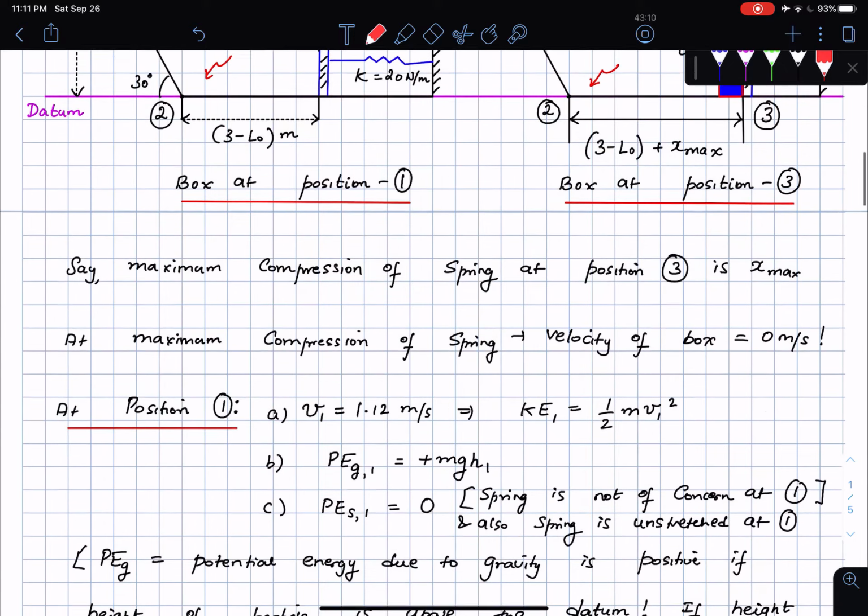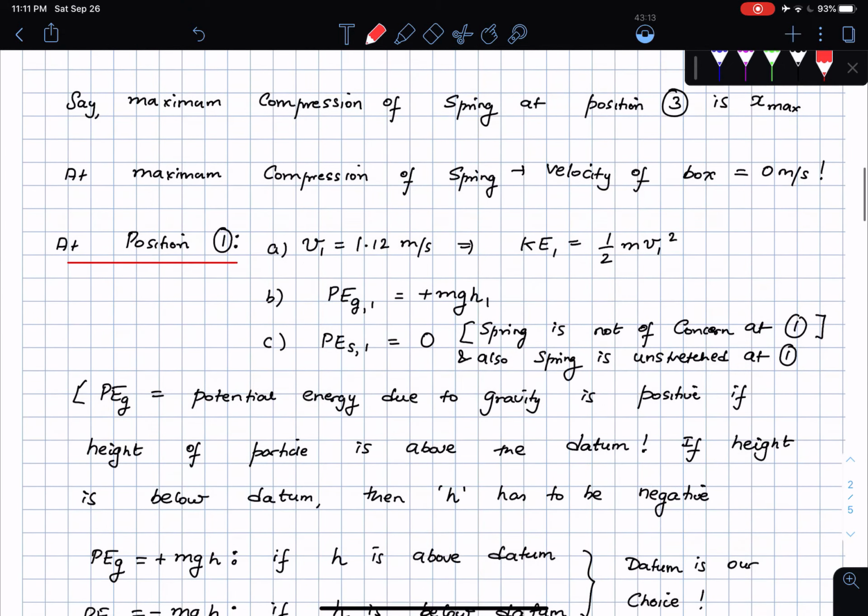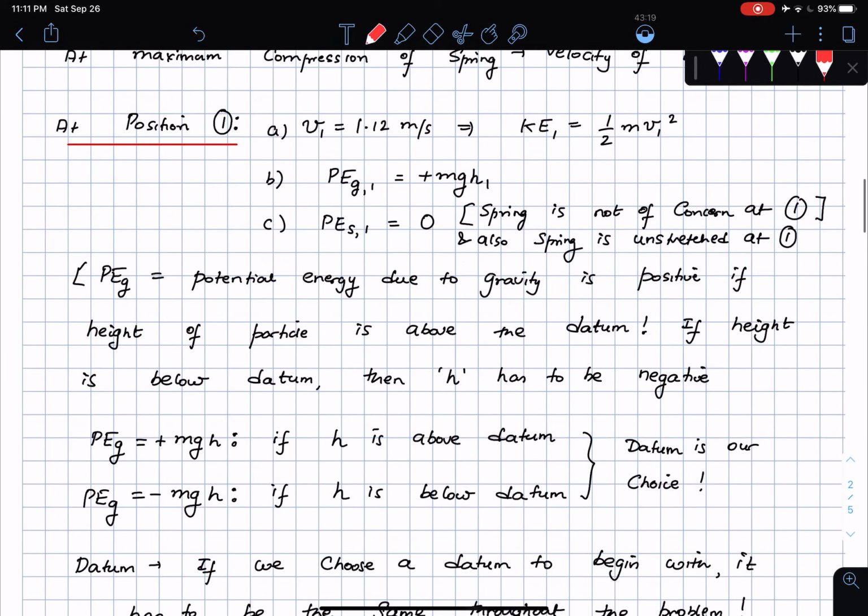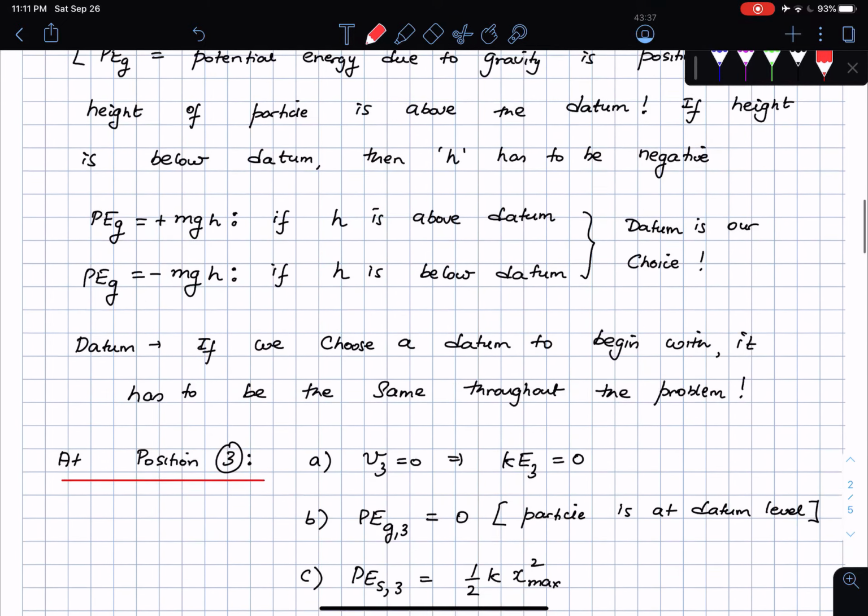Then here is something that I just wrote down as well. When you're looking at gravity, be careful. If the height is above the datum, then it's a positive potential energy. If it's below, it's a negative potential energy. Who chooses the datum? You choose the datum. But if you choose a datum to begin with, you maintain that to be the same throughout the rest of the problem. So you do not just change the datum willy-nilly. That's at position 1.